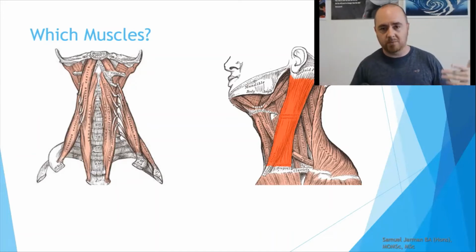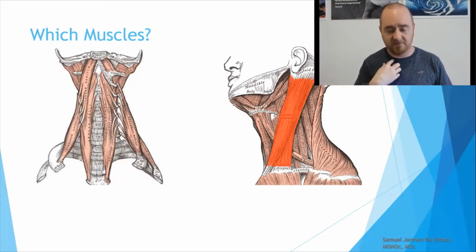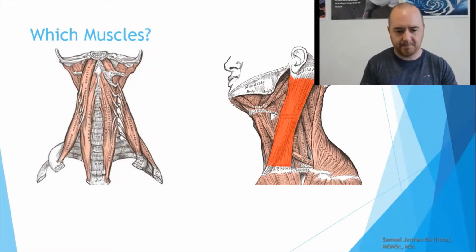Now, the one trick, and we'll talk about this again a little bit later, is the SCM. The SCM is known to flex the neck, extend the head bilaterally, but what it does unilaterally is side bend to that side, but rotate to the other side. So it side bends to the right, but rotates to the left. That's the only quirk. Everything else side bends to its own side and rotates to its own side. The SCM is the one quirk in that it side bends to its side and rotates to the other side.